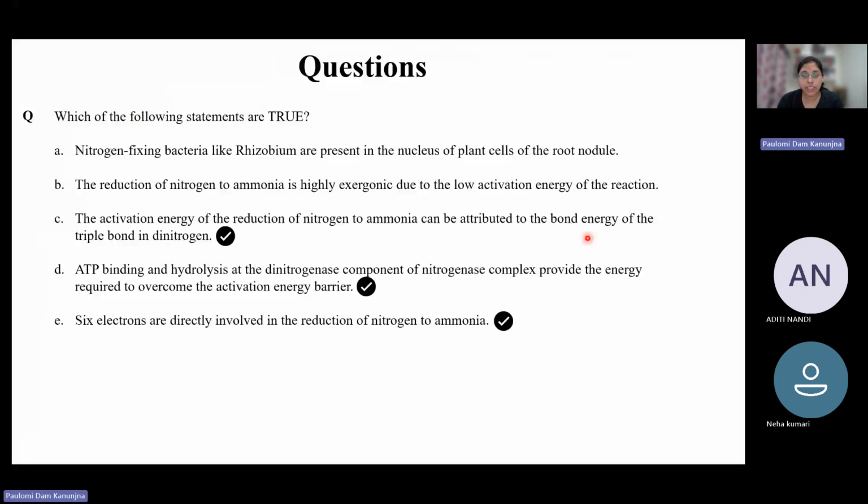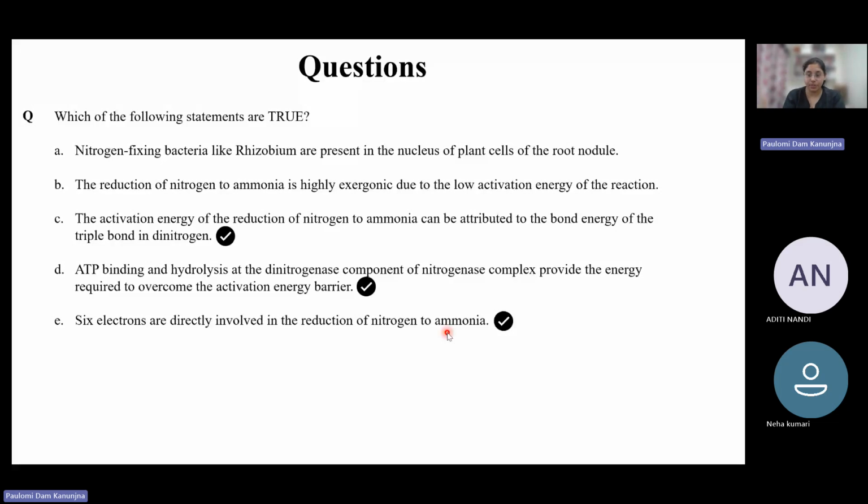Yes. So the dinitrogenase reductase component is using ATP. You might be telling me it's nitrogenase reductase. That's okay, but it means the component as a whole is utilizing ATP hydrolysis. And lastly, 6 electrons are directly involved in the reduction of nitrogen to ammonia. When you look into the overall reaction, you will see that 6 electrons are involved when you are reducing N2 to NH3. Stoichiometrically, when you look at the equation, there are 6 electrons that are directly involved in this conversion.